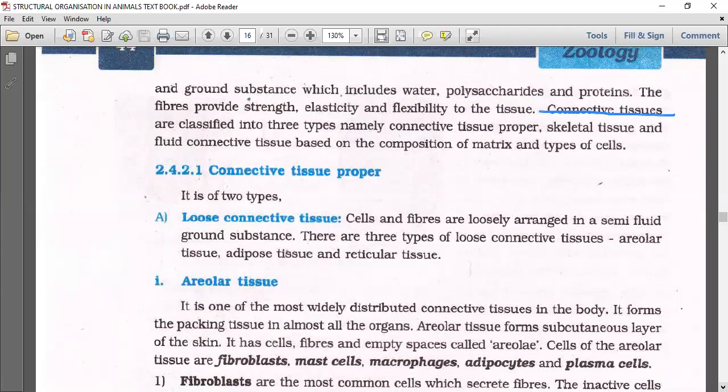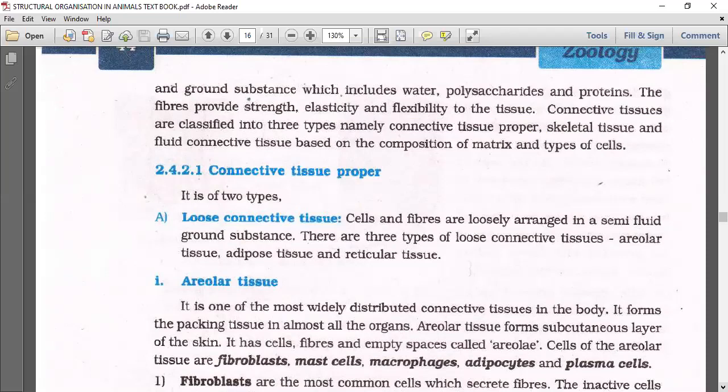The connective tissues are classified into three types, namely connective tissue proper, skeletal tissue, and fluid connective tissue, based on the composition of the matrix and types of cells. Connective tissue proper is of two types: loose connective tissue and dense connective tissue.